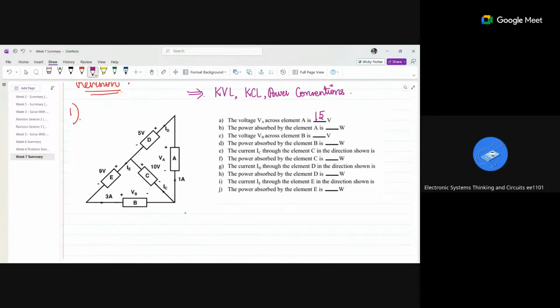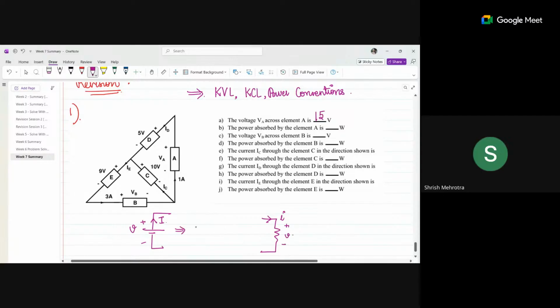This is V, the positive terminal and negative terminal. If the current is going out of the voltage source, is this power absorbed or power delivered? Delivered. Yes, it is delivered. What about the resistor? It is absorbing from the current source. So basically, if the current is coming out of the positive terminal, then it is delivered. If the current is entering the positive terminal, then it is absorbed, right? Absorbed, yes.